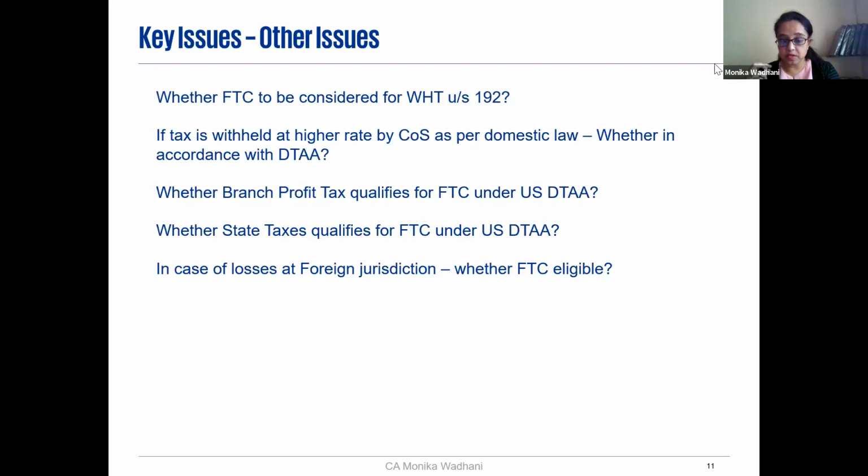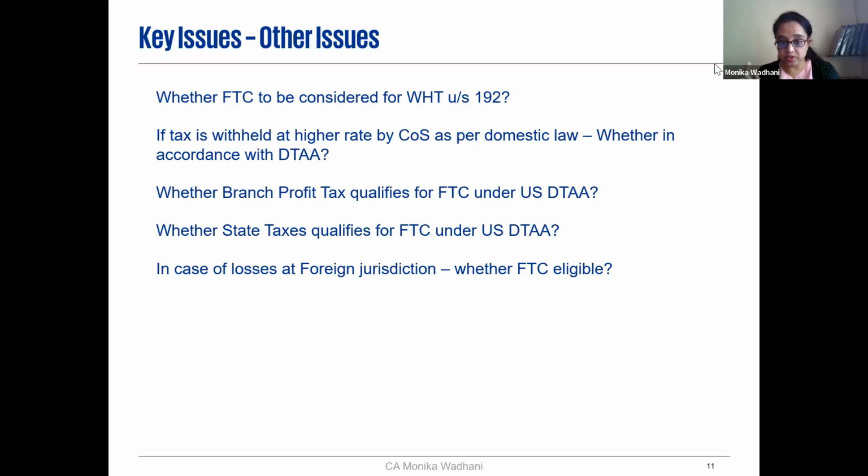Another issue is whether branch profit tax qualifies for foreign tax credit under the India-US DTAA. So, friends, if we go to the definition of taxes under the India-US DTAA, it talks about federal taxes, and thereafter it talks about branch profit tax. It nowhere excludes branch profit tax from being a federal tax, and therefore branch profit tax would be considered as a federal tax and would be eligible for FTC under the India-US DTAA.